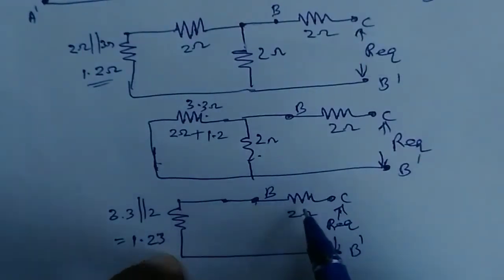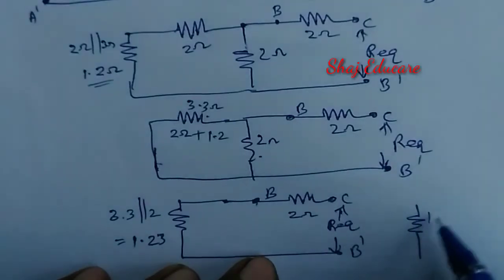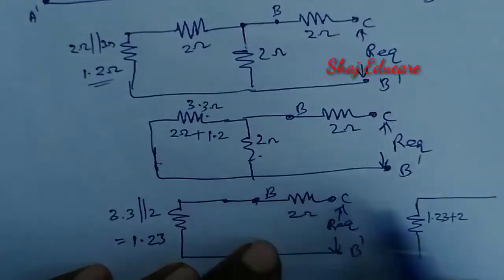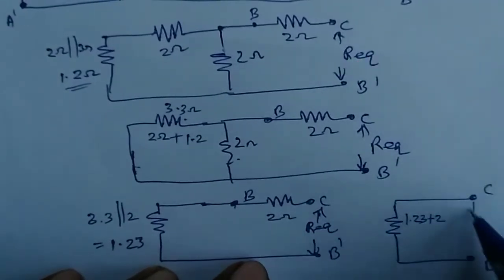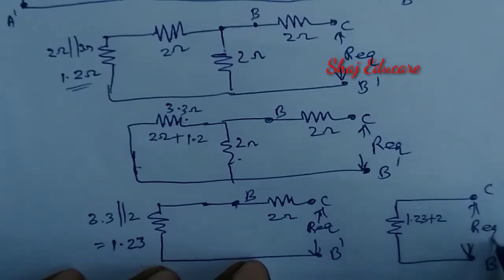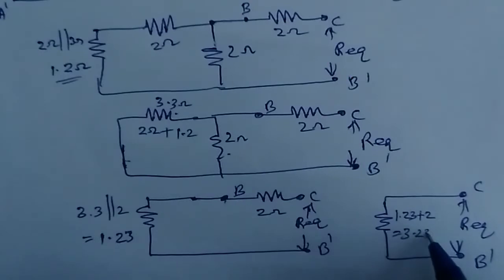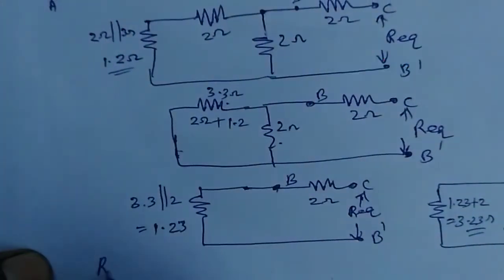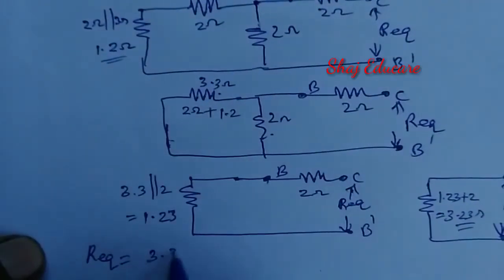Then these 1.23 ohm and 2 ohm resistance are in series. So let us replace it with their equivalent, 1.23 in series, that is C and B dash. That will be our equivalent resistance in this case, that is equal to 3.23 ohm. Okay, now the equivalent resistance we obtained is R equivalent is equal to 3.23 ohm. Okay.